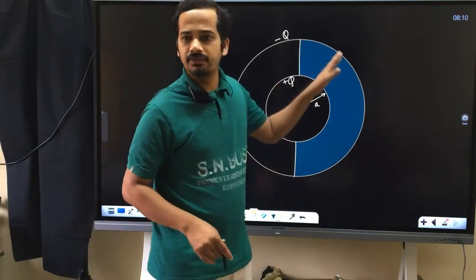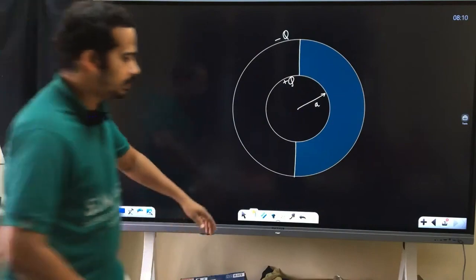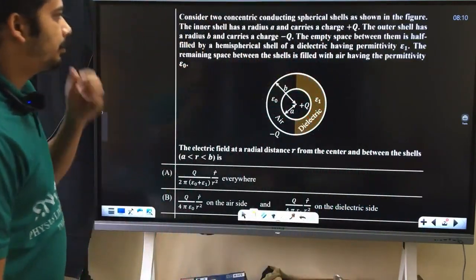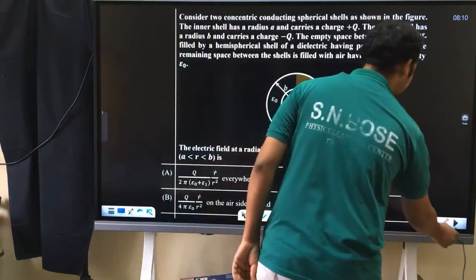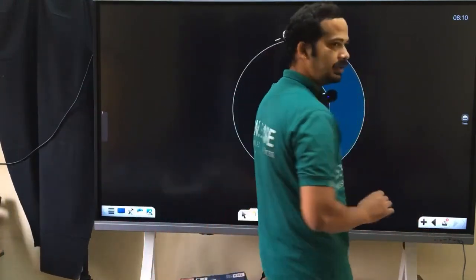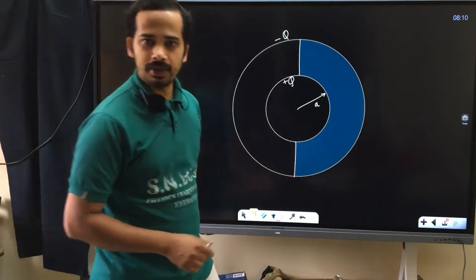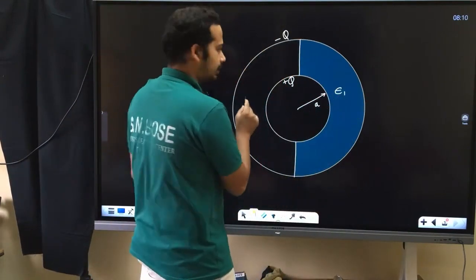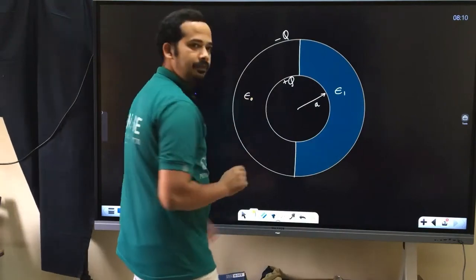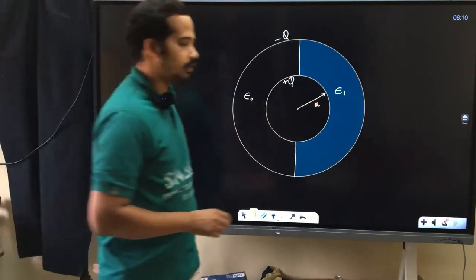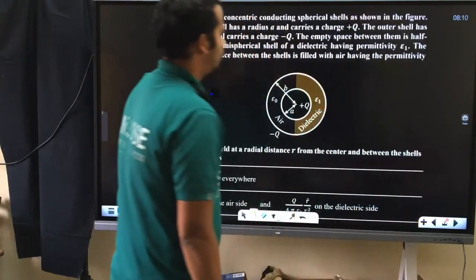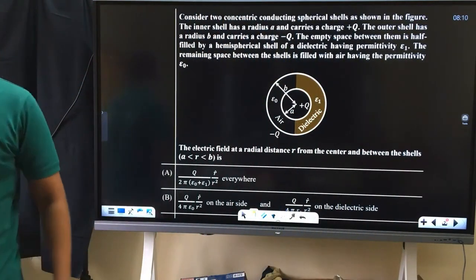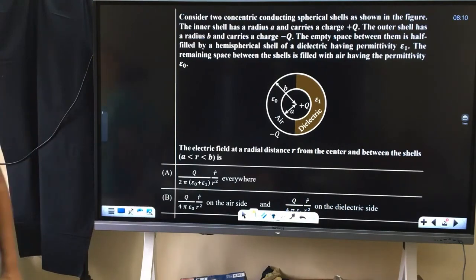This half region is filled with a material, I think he will mention, a dielectric having the permittivity epsilon 1. Here permittivity means we talk epsilon. Am I right? He took that as epsilon 1 here. Here it is epsilon naught. So the remaining space between the shells is filled with air having the permittivity epsilon naught. That's what he said. Is that okay?